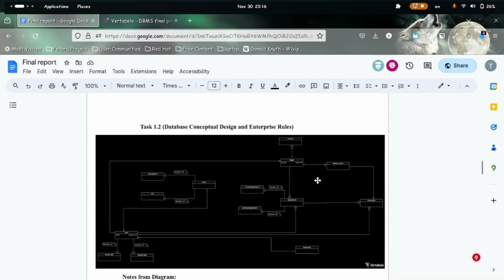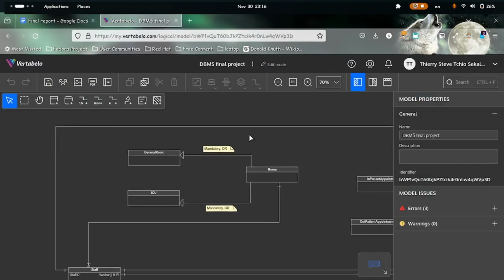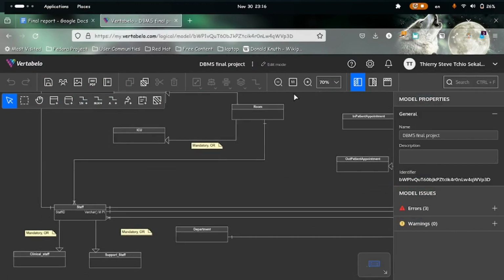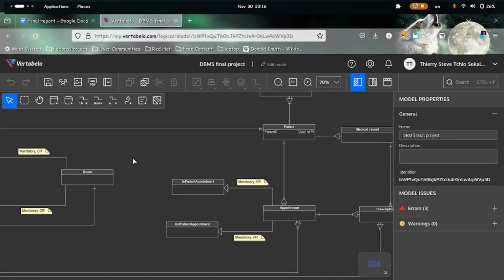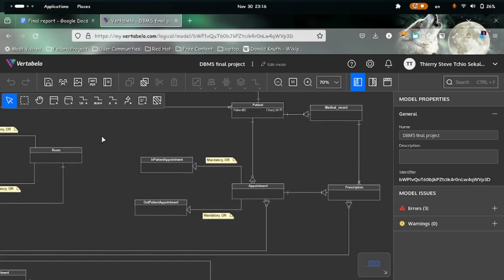This is our conceptual database design, and as you can see, we focus on creating a few tables, with the patient table being a strong entity, the staff table being a strong entity, and all the rest being weak entities. For some of them, we created generalization and specialization, with mandatory or optional participation. For instance, an appointment can be either inpatient or outpatient.